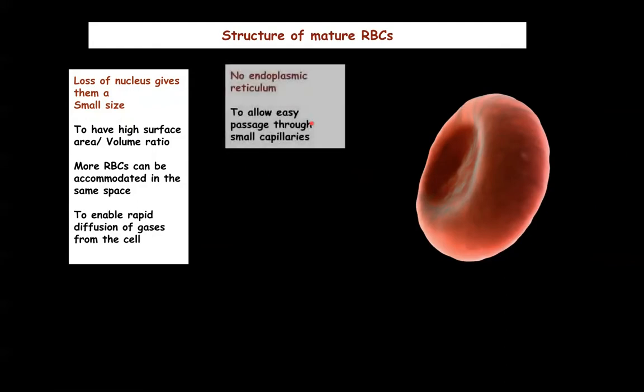The second organelle which it does not have is the endoplasmic reticulum. Not having the endoplasmic reticulum makes it more flexible, due to which it can easily pass through the small capillaries.